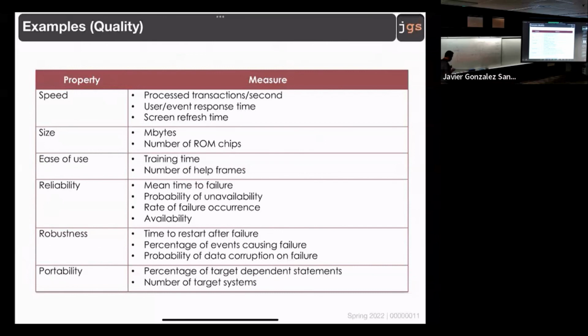Examples. Anything that talks about speed, size, ease of use, reliability, robustness, portability. Any sentence that talks about those ideas, those are qualities of the software, and they are going to be non-functional requirements. Now, tricky part, remember, they are requirements, but only if they fit the INVEST principles.